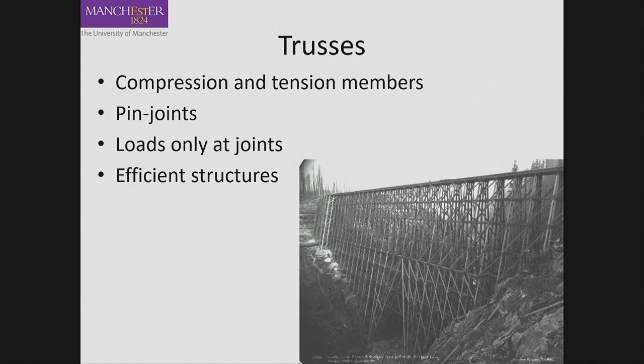Most trusses, we assume, have pin joints. So different members are connected to each other by pin joints. And we'll assume, as before, there is no friction involved, so they are frictionless pin joints. And loads are only acting at joints. Why? Because if a load acts in between, then that will bend the member. So bending will come into the picture.